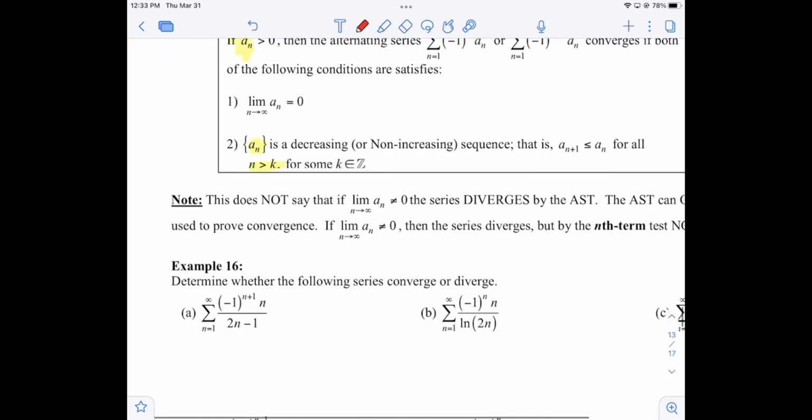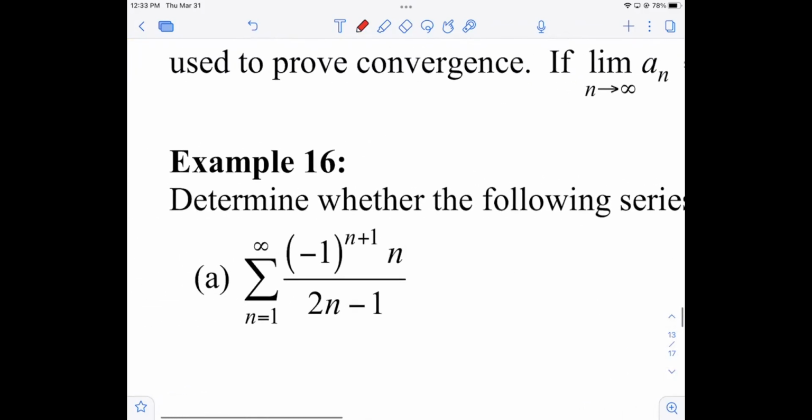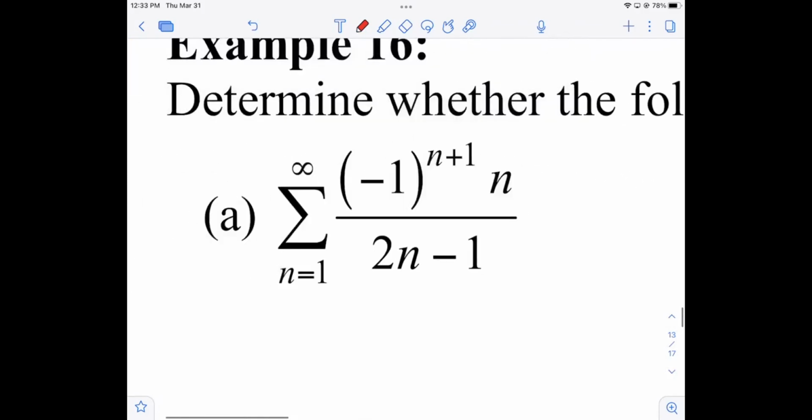So let me show you. Let's just try this out. Determine whether the following series converge or diverge. Okay, so we have an infinite series. The rule of sequence of the nth term is given to us. It's nice. Do you spy an alternator? I spy an alternator. Okay, there it is.